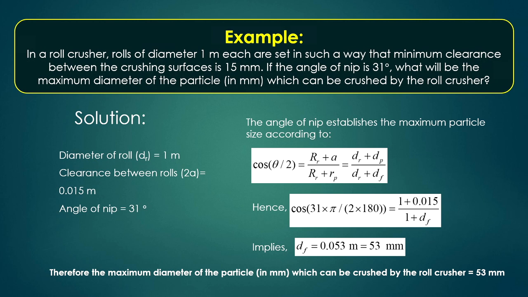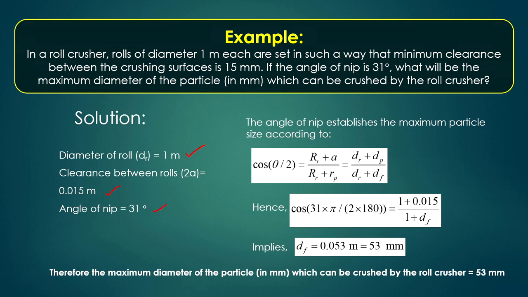In a roll crusher, rolls of diameter 1 meter each are set in such a way that the minimum clearance between the crushing surfaces is 15 millimeter. If the angle of nip is 31 degrees, what will be the maximum diameter of the particle which can be crushed by this roll crusher? Now, you have to find out the maximum diameter of the particle, that means the diameter of the feed material. Here the diameter of the roll is given as 1 meter, the clearance between two rolls is 0.015 meter, and the angle of nip is 31 degrees.